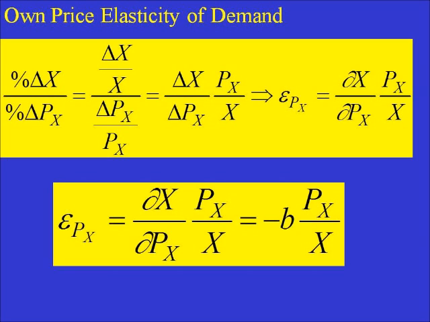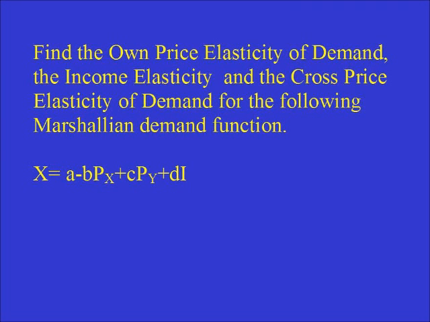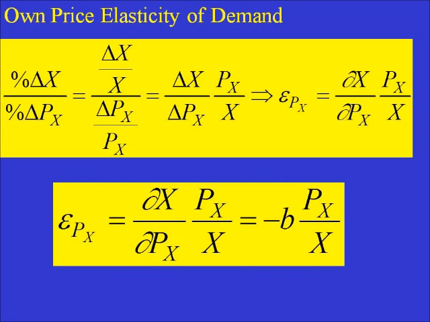I take our original formula. As you can see here, the partial of x with respect to px is negative b. Going back, I substitute in negative b for the partial of x with respect to px, and I have our own price elasticity of demand, which is negative b multiplied by px divided by x.